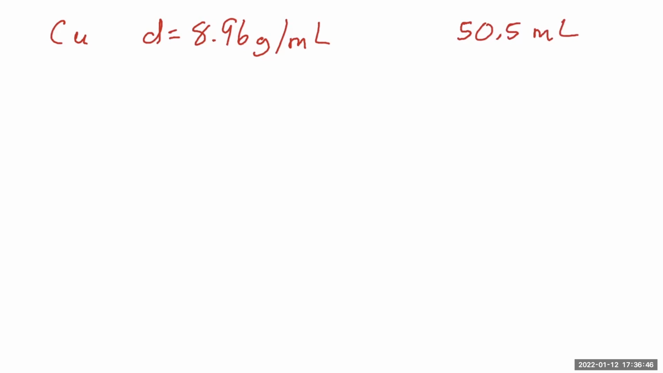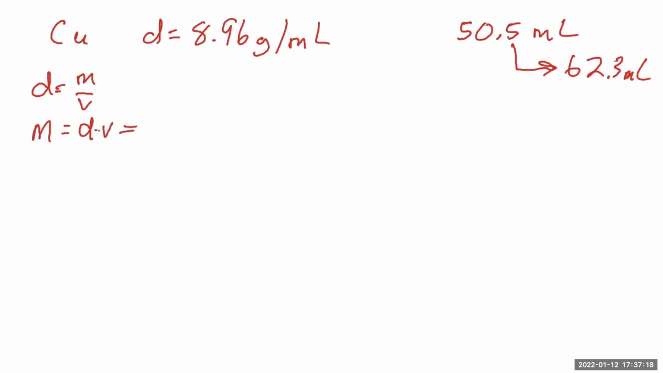We dump that copper into the cylinder, and it raises up. It goes from 50.5 milliliters to 62.3 milliliters in our graduated cylinder. What's the mass of copper that we have? Remember, density equals mass over volume, and we're looking for mass. Mass equals density times volume.